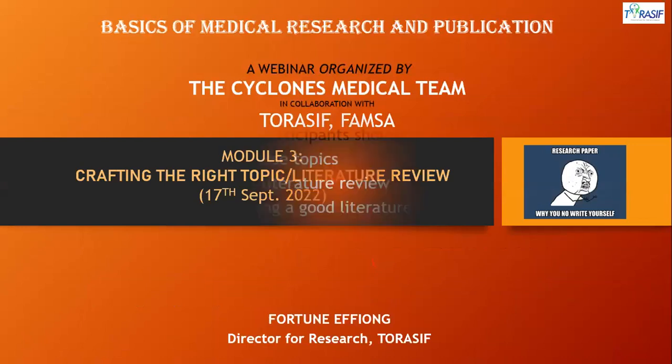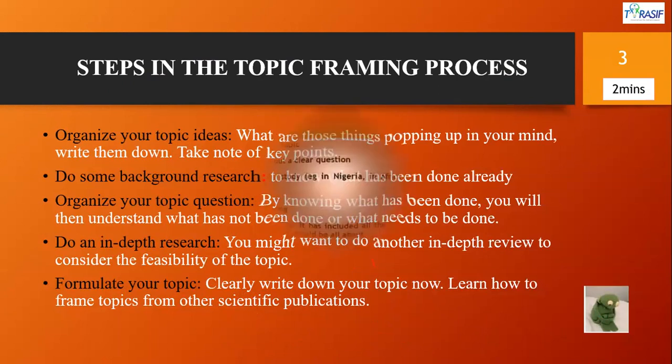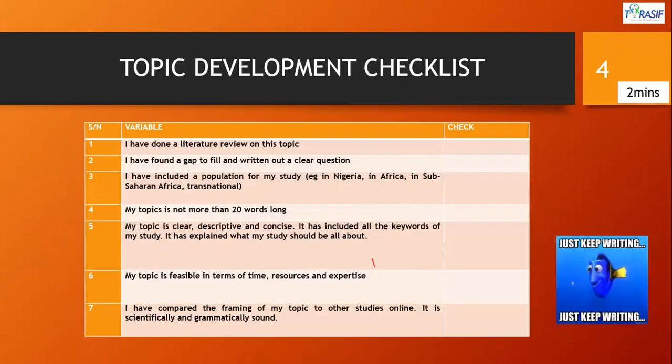Okay, so we have looked at the steps in developing a topic. There are five: organize, do background research, organize your question, do an in-depth research, and formulate your topic. Then the checklist; you get the slides after, because I have been using this checklist in our previous mentorship programs, and it has been working. I compared it to when I didn't give the students any checklist, and the way they formulated their topic was much better with the checklist. So you go through the checklist.